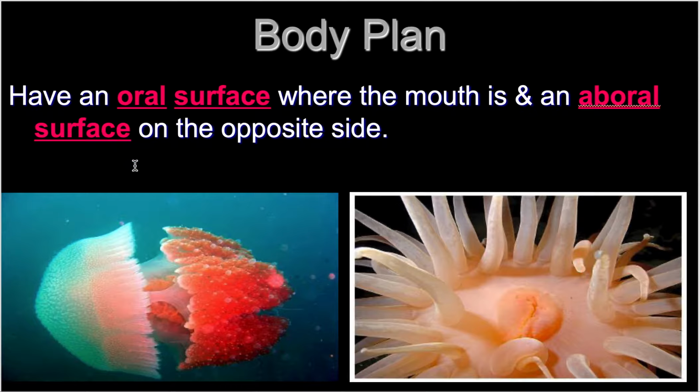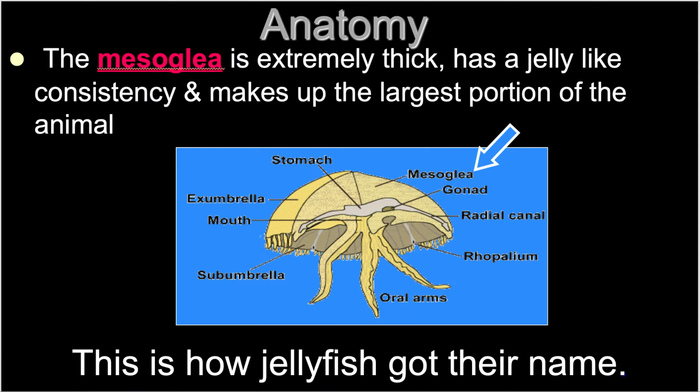Their body plan has an oral surface where their mouth is located and an aboral surface that's at the opposite end of their mouth. The oral surface on a jellyfish is the tentacle side, because the mouth is located in the center of all the tentacles, and the aboral surface is their top side, which is opposite of their mouth. And with sea anemones, it's the opposite. The oral surface is their top, where all their little tentacles are and the mouth is in the center, and the aboral surface for them is the bottom.